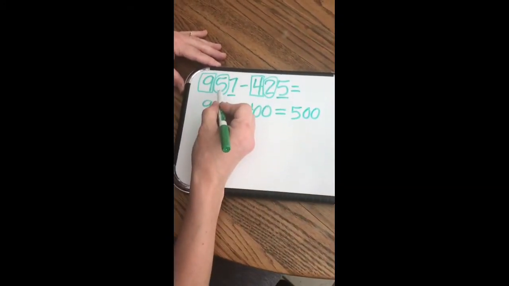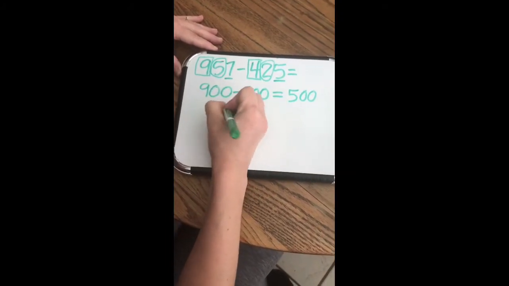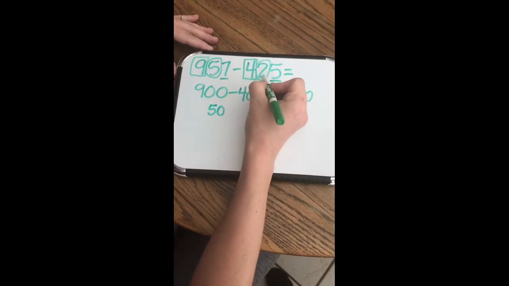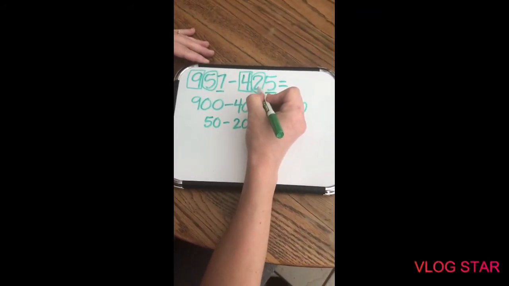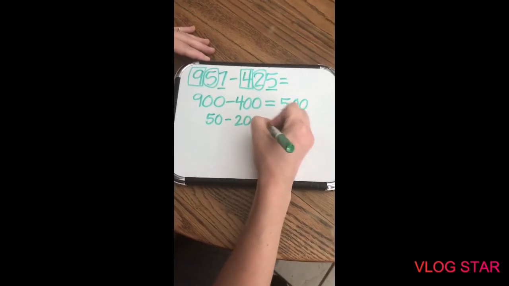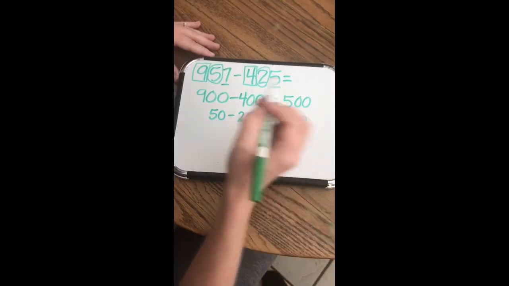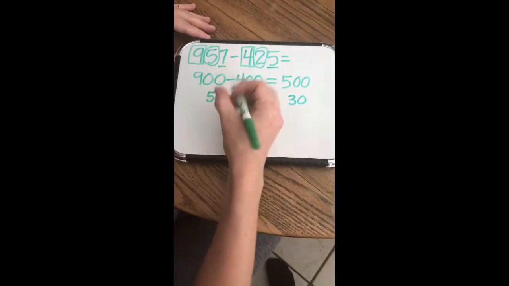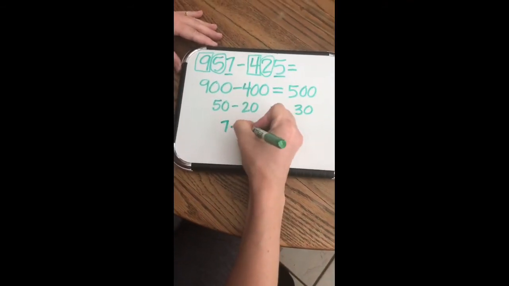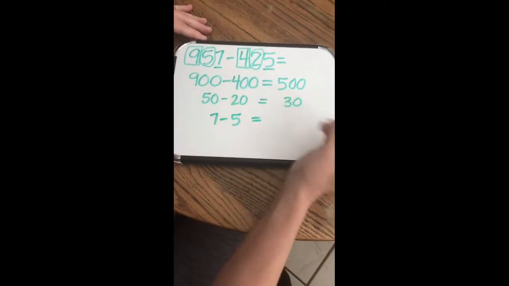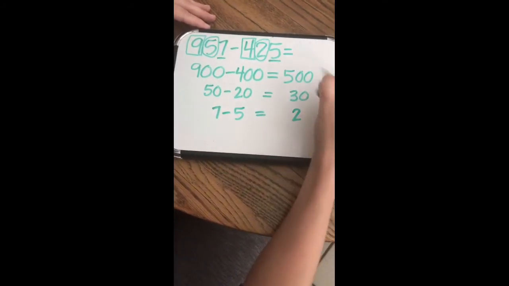And now I'll take away my tens. This 5 in 957 has a value of 50, and I'm going to take away 20 because of the 2 in the tens place in 425. 50 minus 20 equals 30. And finally, we'll take away our ones. 7 ones from 957 minus the 5 ones in 425. And 7 minus 5 has a difference of 2.